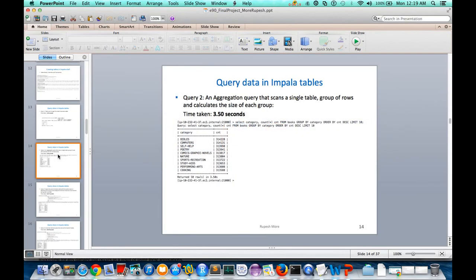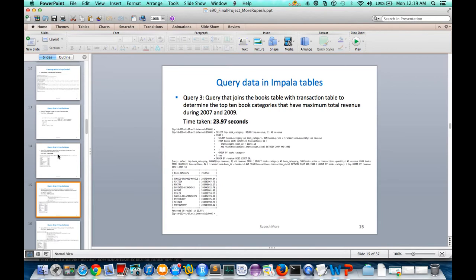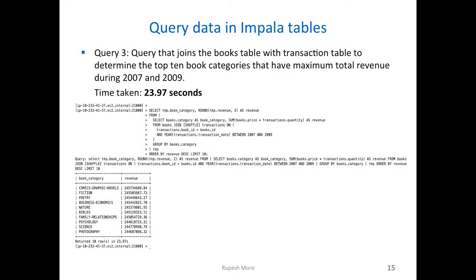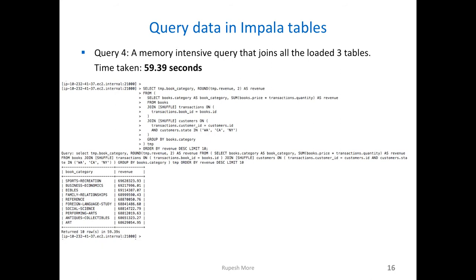Similarly, if you fire the third query, which joins the books table with the transactions table to determine the top 10 book categories that have maximum total revenue between the years 2007 and 2009, the time taken is just 23.97 seconds. Then the fourth query is a memory intensive query that joins all three tables. Here the time taken is 59.39 seconds.